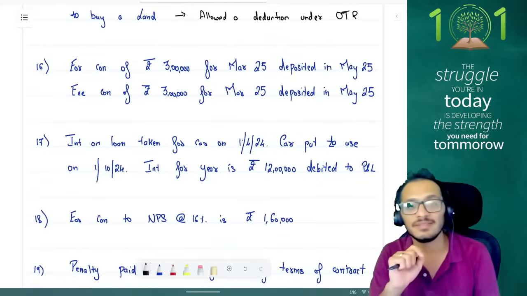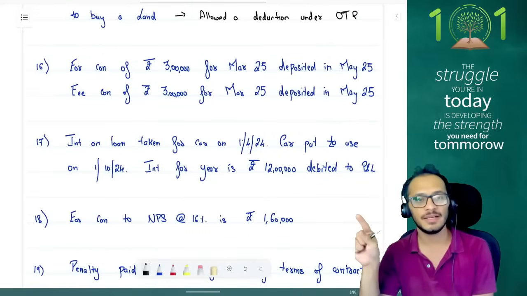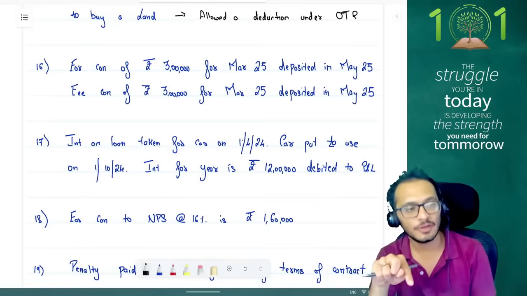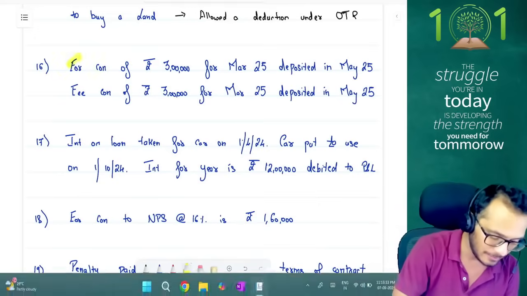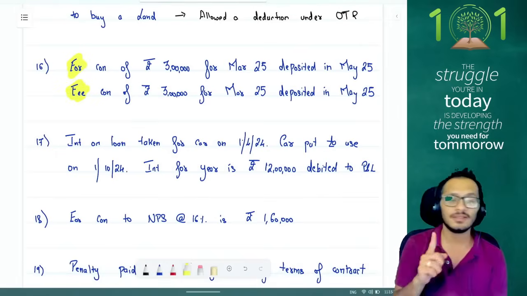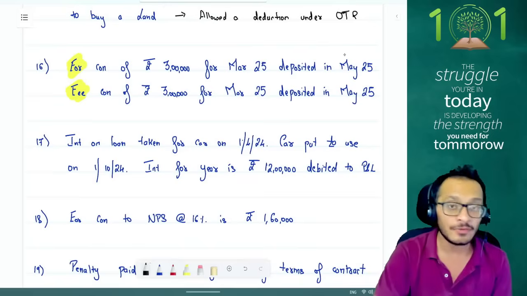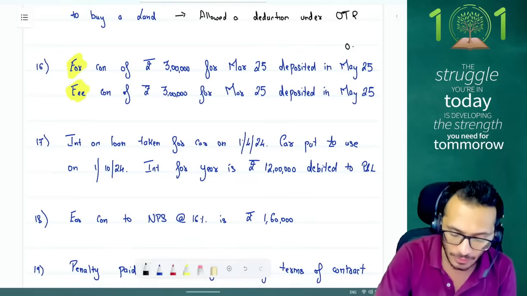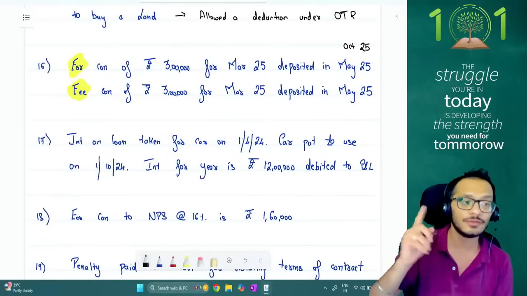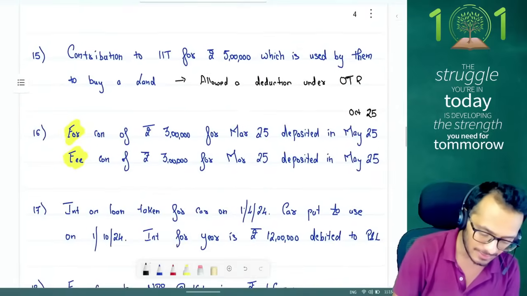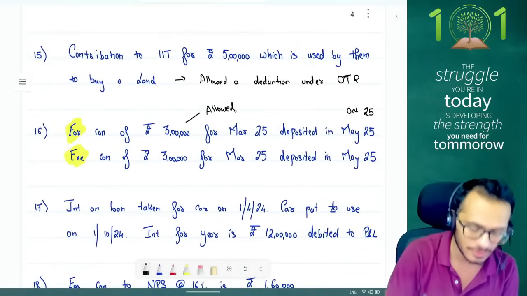Question 16 is something which gets tested in exams very often, people. It says employer contribution of 3 lakhs for March 25 is deposited in May 25, and employee contribution of 3 lakhs for March 25 is deposited in May 25. Notice the first one is employer, the second one is employee. What is the difference, people? When it comes to employer contribution, you can pay it up to the due date of return filing, which means you had time until October 25. I have made the deposit by May 25 itself, which means no implications here, fully allowed as deduction. So I have no restriction here.